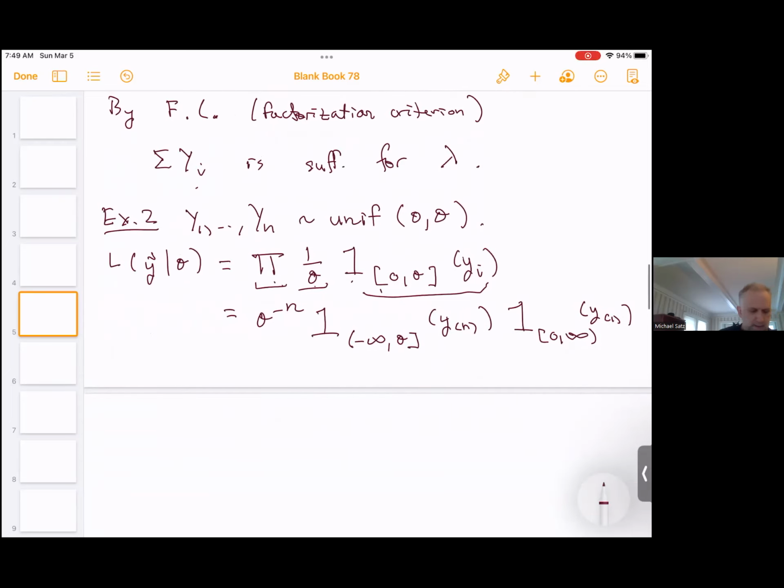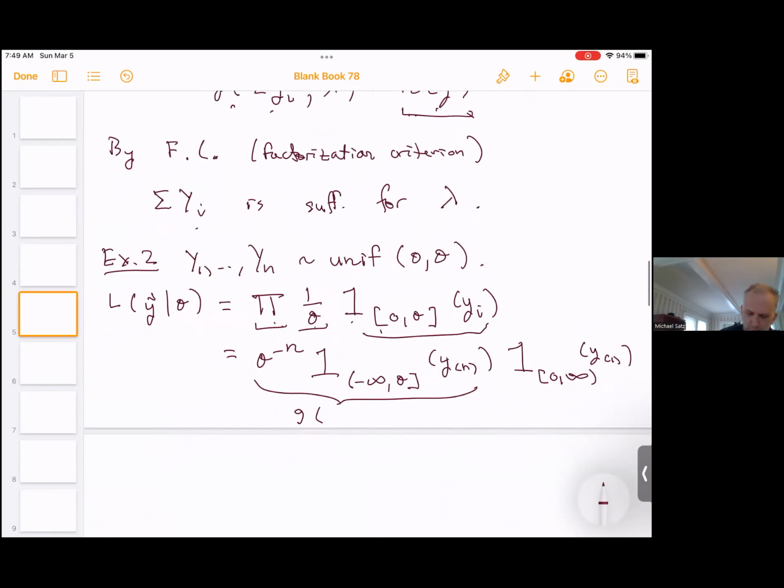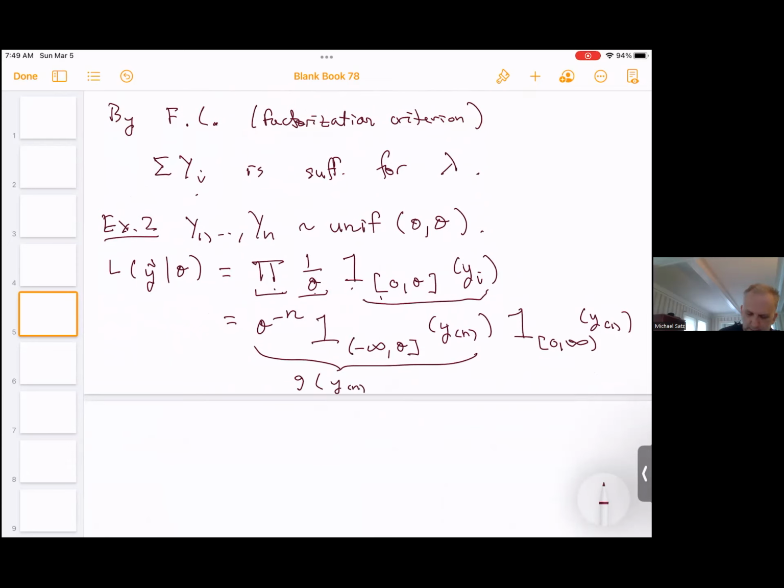I think you agree, right? And you see here you have G of the statistic first, little y, and theta. And over here I have h of y, some general function that doesn't involve the sufficient statistic, but it also doesn't involve the parameter. So we're good on this one as well.